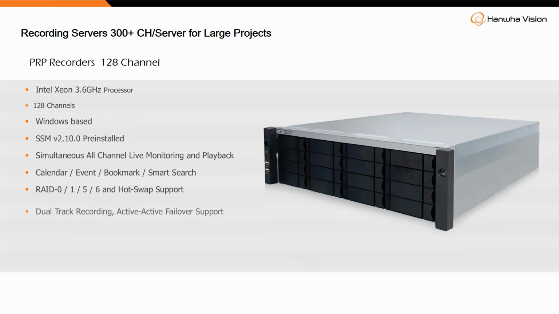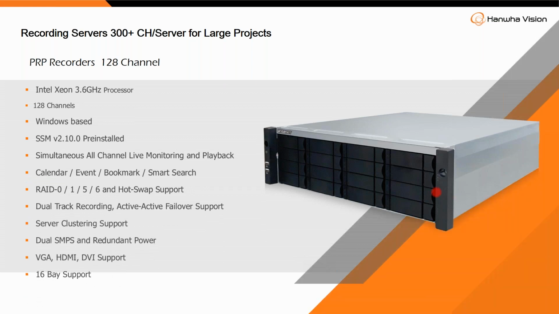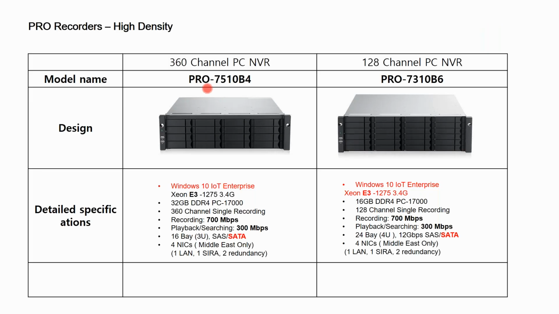This is also 128 channel. What is the difference? This one has a slightly higher throughput for recording, 520 Mbps throughput. So you can record more high resolution cameras. But generally speaking, most of our projects, 400 Mbps itself is more than enough. But this guy supports 520.